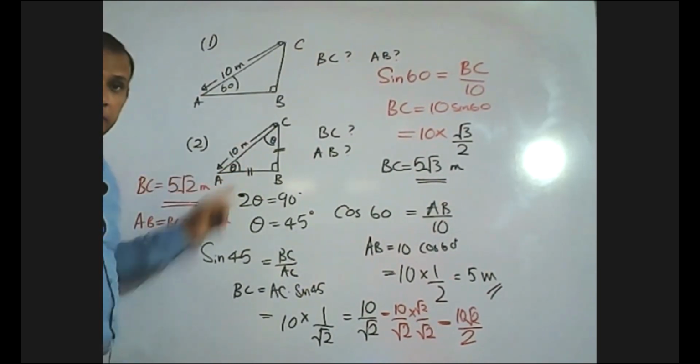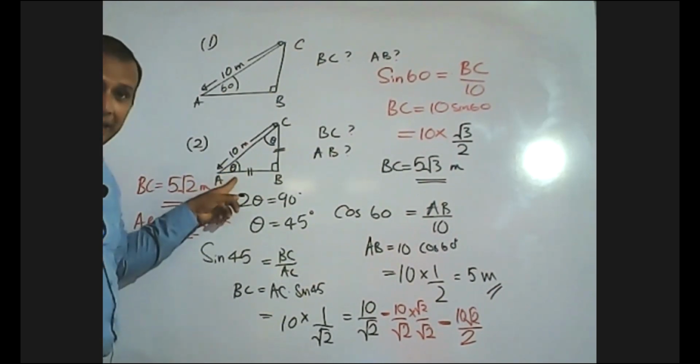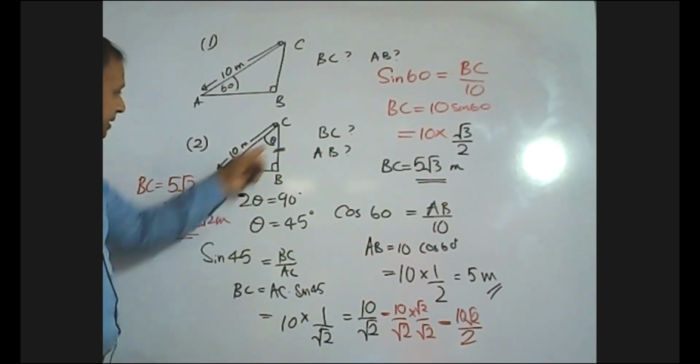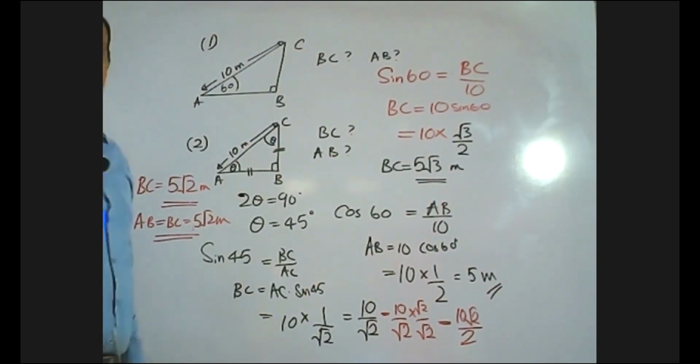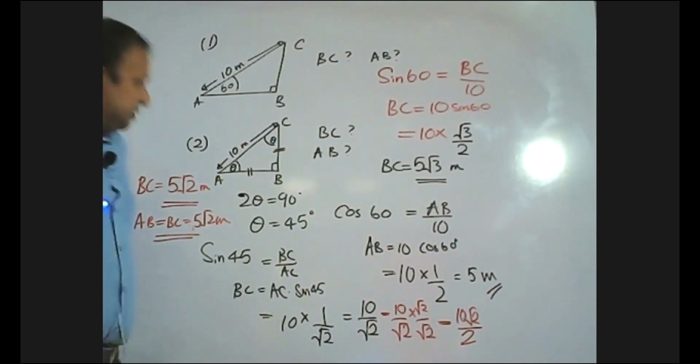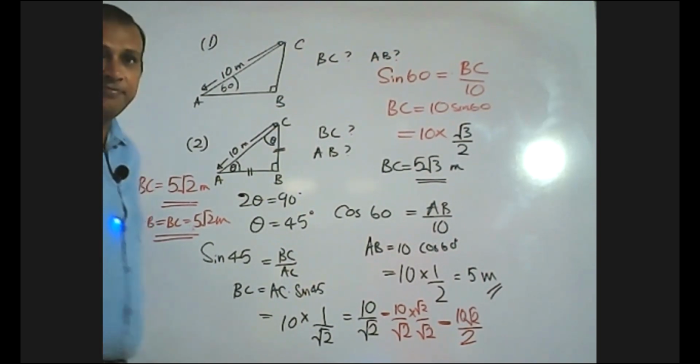In this case, you may consider the angle A. You can consider the angle C instead of angle A. Then the ratios will be reversed: cos into sine, sine into cos.